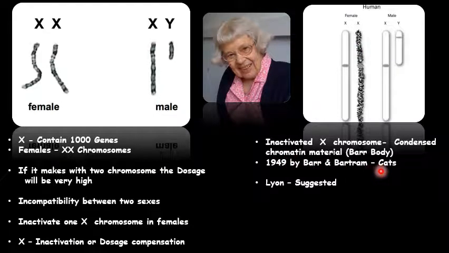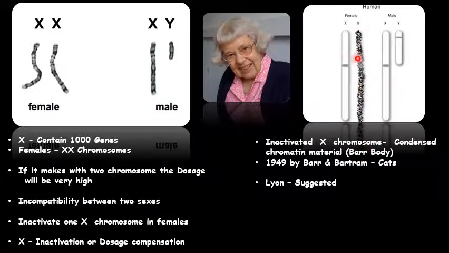So in cats, when he observed the cat's nerve cells, he could see, among the autosomes and the sex chromosomes, that in the female, one of the X chromosomes looked like a condensed material. So he called that condensed material the Barr body. Since he discovered it, his name has been given to that discovery.